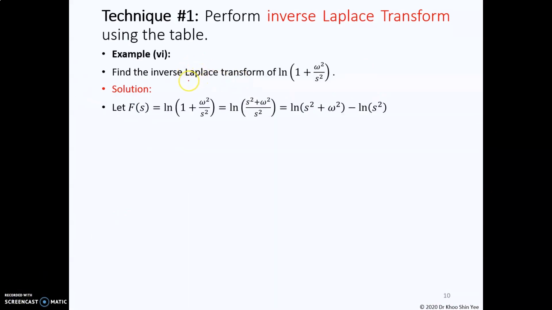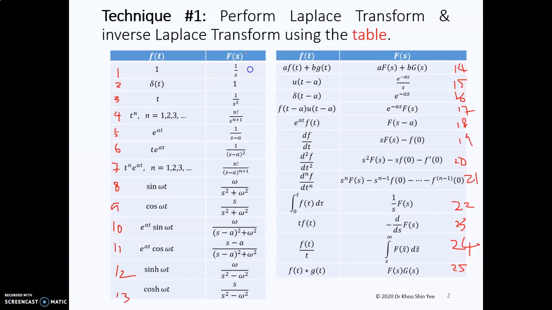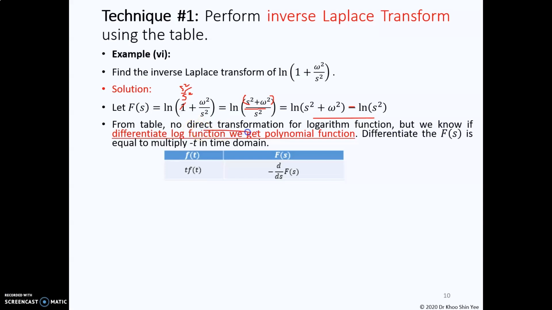In this example, you are going to find the inverse Laplace transform for ln(1 + ω²/s²). And this ln term can be simplified into this, where your 1 is equal to s²/s². So you have s² + ω² at the top, and then it can be equal to negative between the ln. If you check the table for the F(s), there is no ln function here. So we can't perform the direct transformation for the ln function.